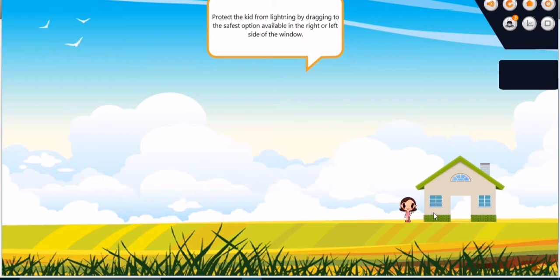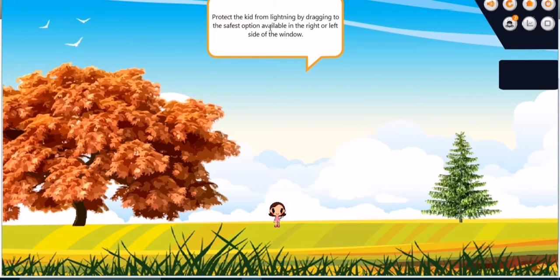Okay, dragging the kid into the house. You have chosen the safest option. It is dangerous to stand outside during a thunderstorm. Prefer an enclosed shelter to open space. Protect the kid from the lightning by dragging left.